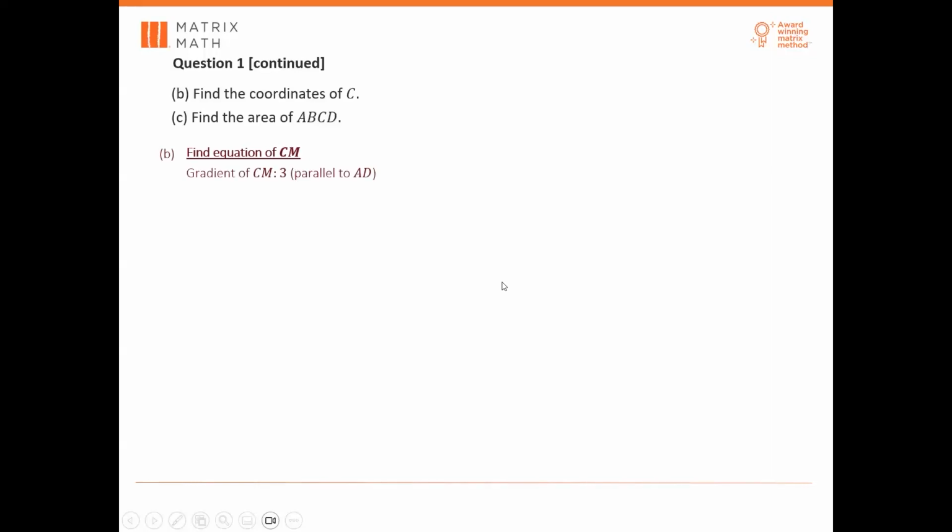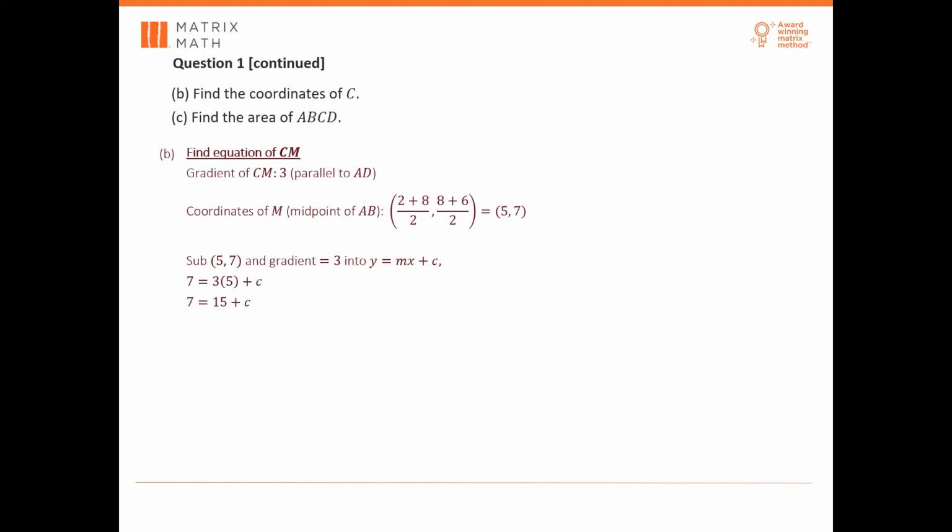Okay, so we established that the gradient is 3. The coordinates of M is the midpoint of AB. So add the x coordinates and divide by 2, add the y coordinates and divide by 2 as well, and you get (5, 7). Now we have the gradient and a coordinate on the line, so throw it inside y equals mx plus c. You'll get your y-intercept, which is -8. Therefore, the equation of the line MC is y equals 3x minus 8. Let that be equation 1, and equation 2 will be 3y minus 4x equals -14.